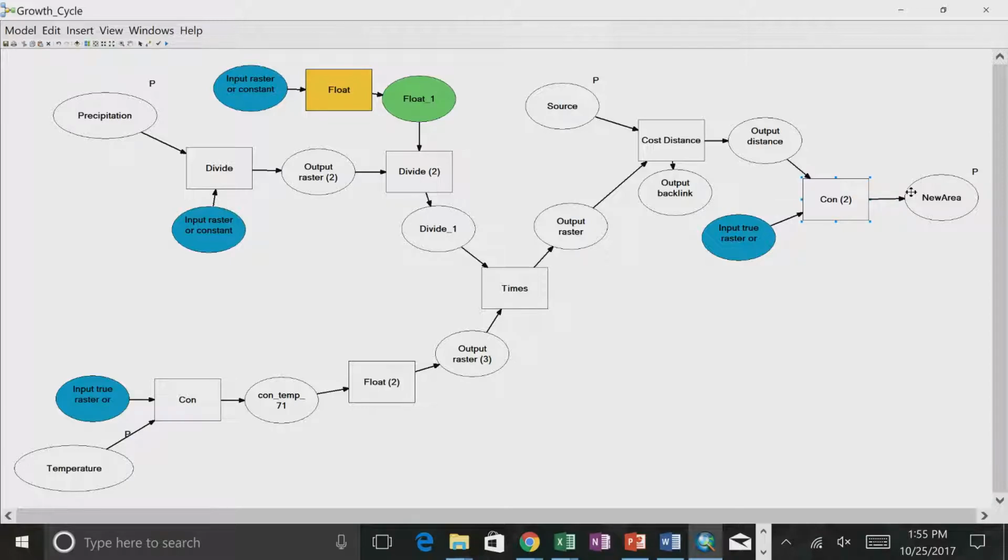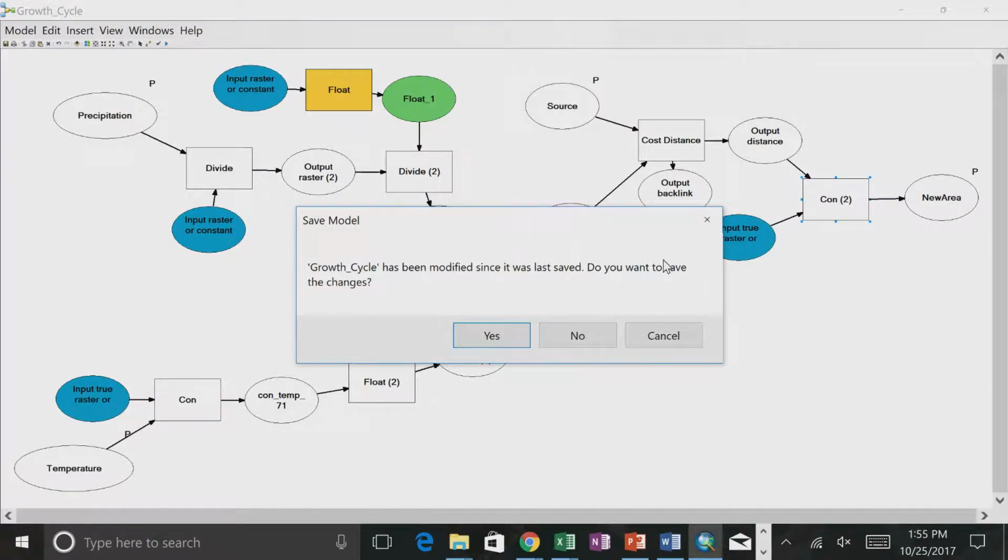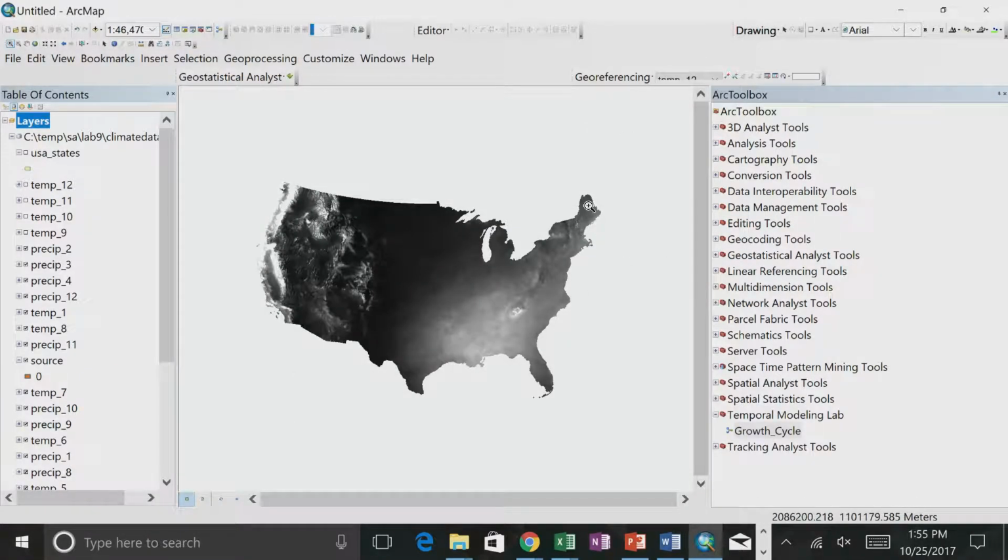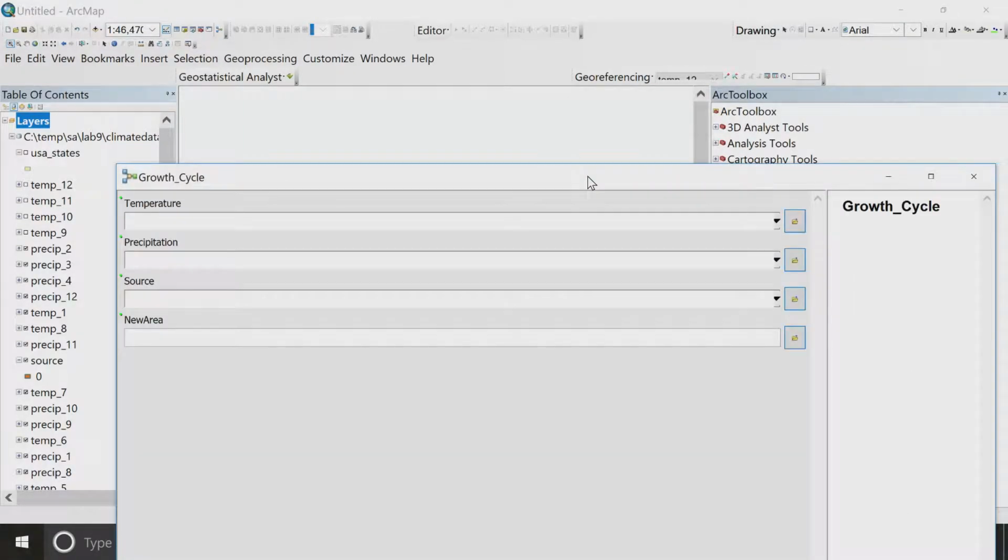All right, we can go ahead and X this out. I don't know if I'm going to say yes. I don't think I saved anything though. Okay. So like the other models, it's important to run it by double clicking on it rather than try to run it in the model. Double click on it and fill in the values.